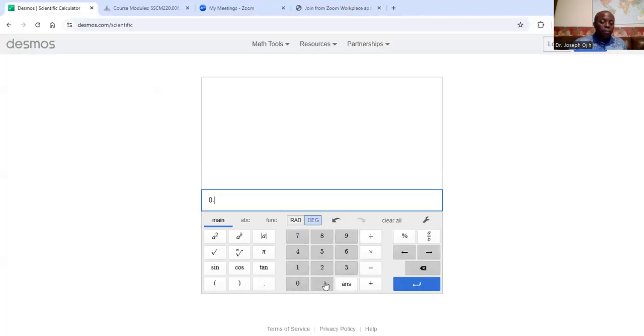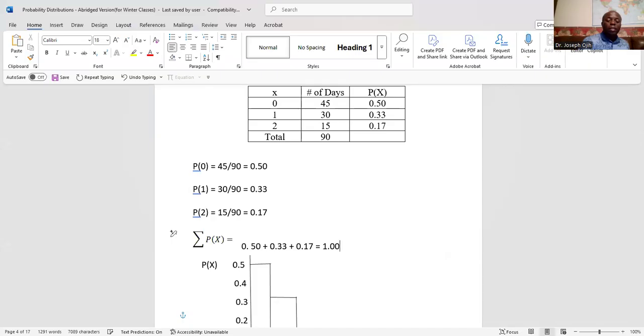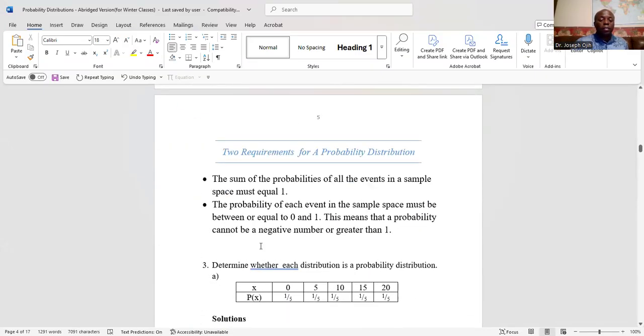0.50 plus 0.33 plus 0.17. I see that it's 1. The answer is going to be 1.00. So that is what this rule is saying, that the sum of all the probabilities of all the events in the sample space must equal 1.